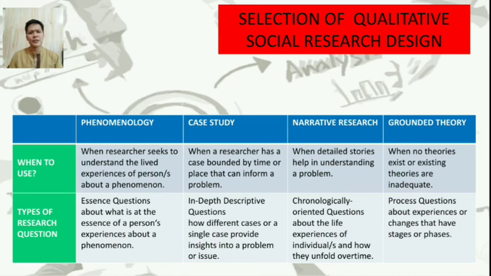Type of research question. Sa phenomenology, you are to use essence questions about what is at the essence of a person's experiences about a phenomenon. Sa case study, in-depth descriptive questions, how different cases or a single case provide insights into a problem or issue. Sa narrative research, chronologically oriented questions. So, from day 1, year 1 to year 10 to year 100, so to speak. Sa grounded theory, gagamit ka ng process questions about experiences or changes that have stages or phases.